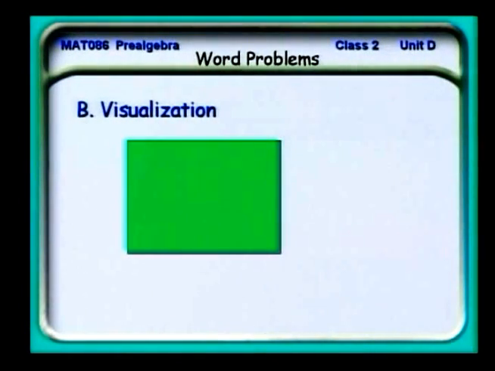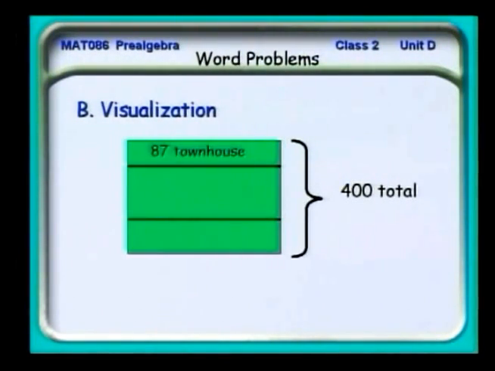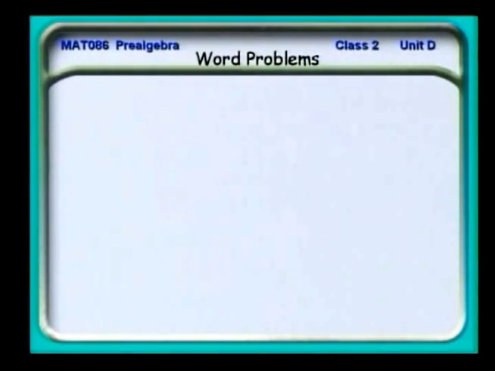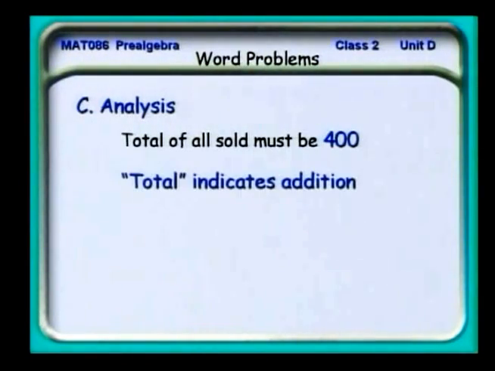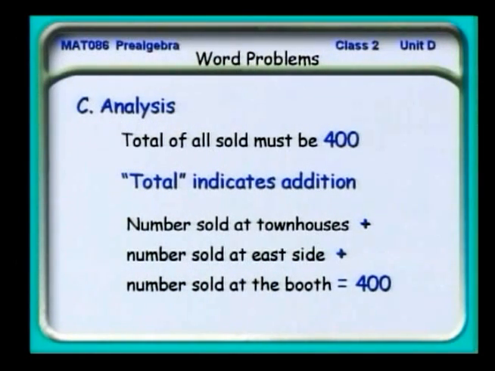I think of all the papers as a big box, a quantity, and we know that quantity is divided various different ways. 87 go to the townhouse, 134 go to the east side, and what we're looking for is how many are sold at the booth. Let's analyze this. The total, which indicates addition, must be 400. So the number sold at the townhouses plus the number sold at the east side plus the number we want to find, the number sold at the booth, is 400.